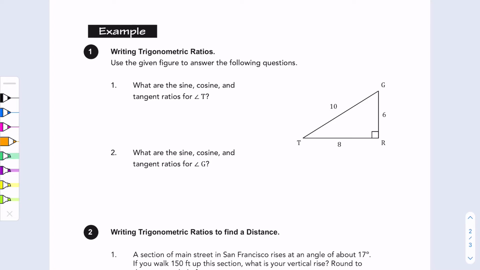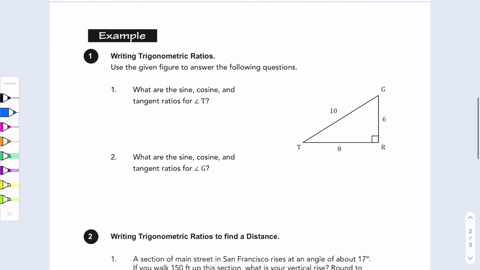Okay, the first set of examples is just using the given figure to write trig ratios. Number 1 says, what are the sine, cosine, and tangent ratios for angle T? So angle T is the angle that we're looking at. Based on angle T, we have our opposite side, and we have our adjacent side. We also have our hypotenuse. We're working from angle T.